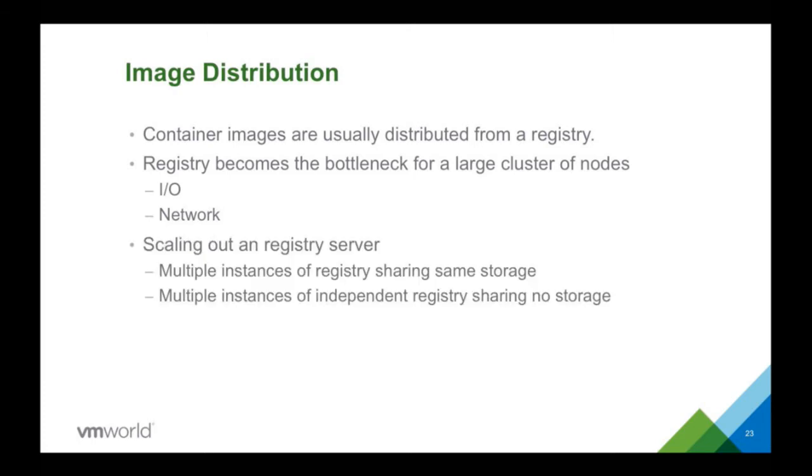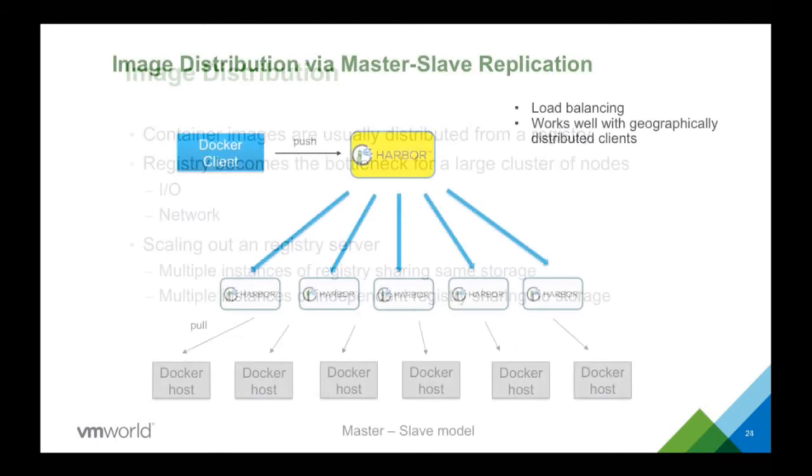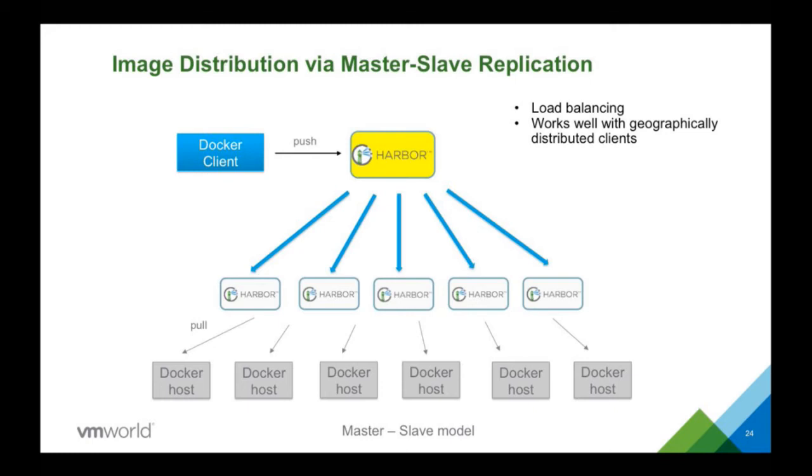In order to solve that problem, we have a scale-out architecture for the registry. That means you can have multiple instances of the registry sharing the same storage or sharing no storage. In the interest of time, I can show you one of the architectures that we did for some of our users, who use Harbor and replicate to a second tier of registry instances, so that their container hosts can pull from the second tier. As in the diagram here, we first push the image to the upper-level Harbor, and then we replicate or distribute the image to a second layer of Harbor, and then all the Docker hosts can pull images from this Harbor. It's like load balancing and works very well for geographically distributed clusters.